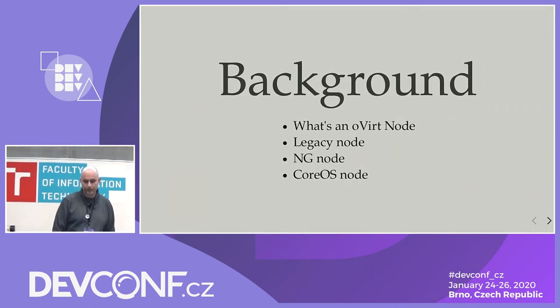So oVirt, what is oVirt? oVirt is the leading open source virtualization platform, and more specifically, oVirt node is the hypervisor that runs the VMs. So an oVirt host is a hypervisor. You can just install the oVirt bits on any host, basically. But oVirt node is something a little special.